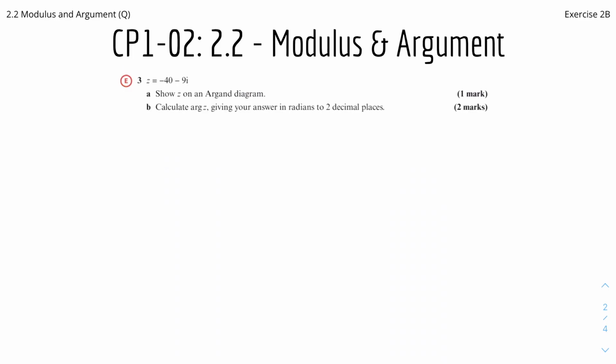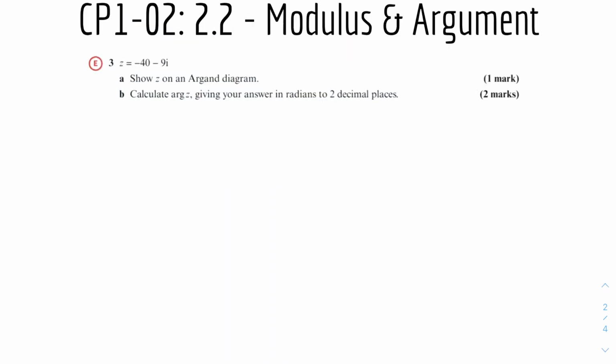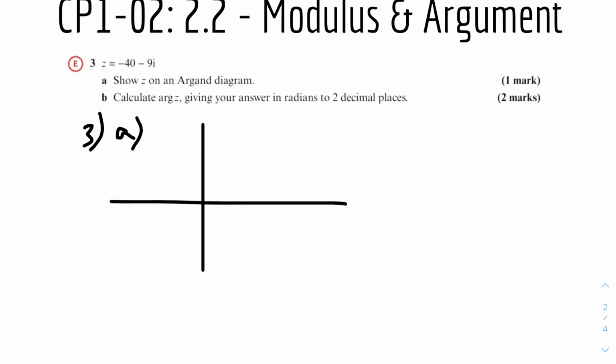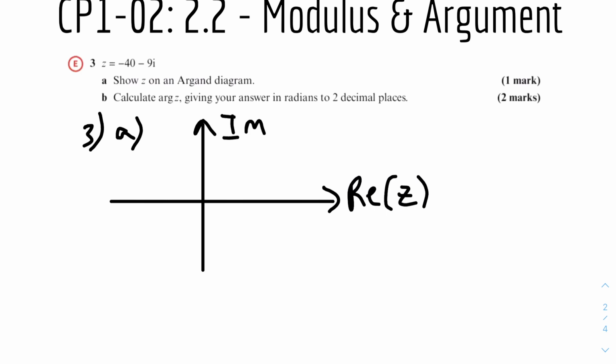We'll start off with question 1. z equals minus 40 minus 9i. Show z on an Argand diagram. We know that an Argand diagram looks like this, where it's basically the imaginary axis and the real axis.